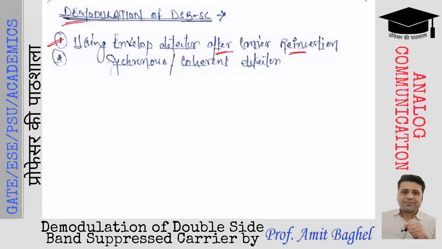The second method has also been discussed with you all. This is the synchronous detector or coherent detector. Synchronous detector or coherent detector is another method that we can apply to detect the DSBSC signal at the receiver side. Let us discuss once again the synchronous or coherent detector for the demodulation of DSBSC signals.